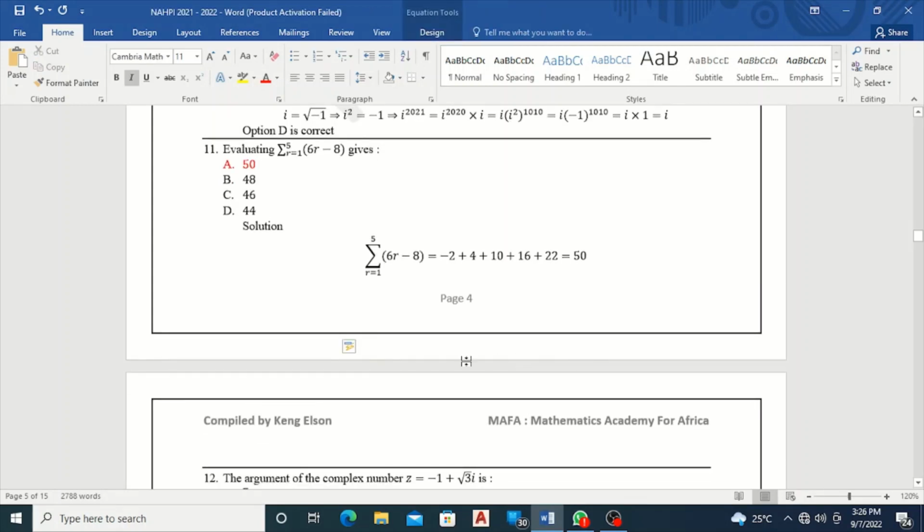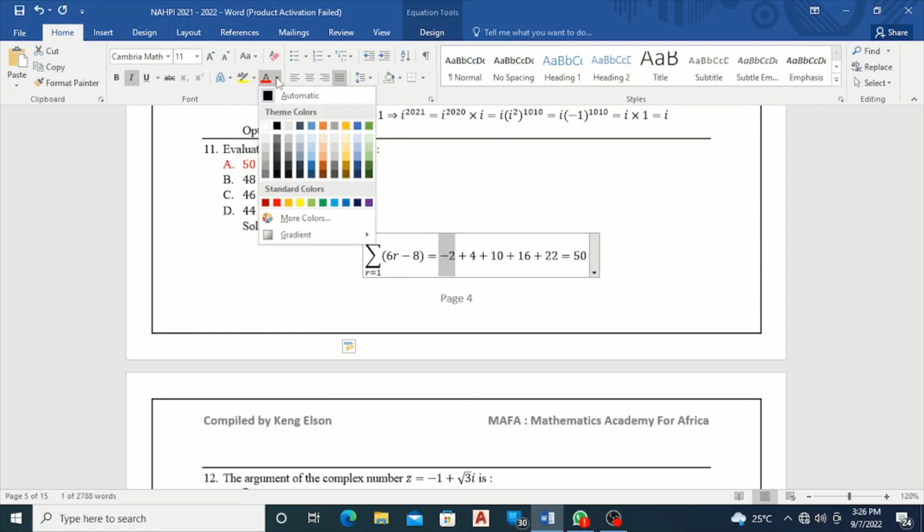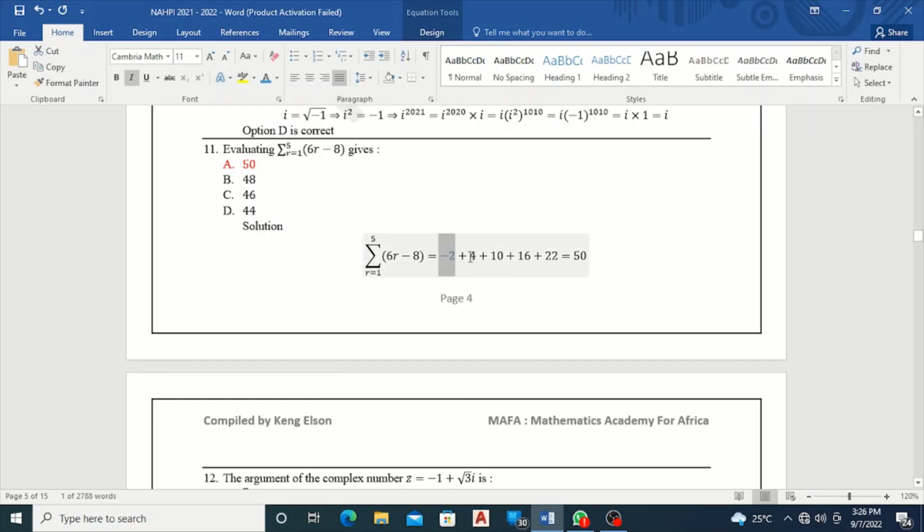Now method 2: we can identify this as an arithmetic progression. Why? Because clearly, look at the terms: negative 2, positive 4, next is 10. Those are called the terms of the sequence, and when you sum the terms of that sequence, you get a series. That's why the series is represented by that sum.